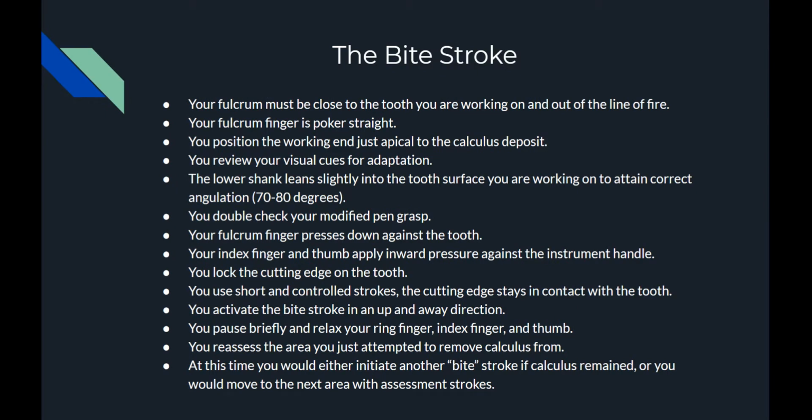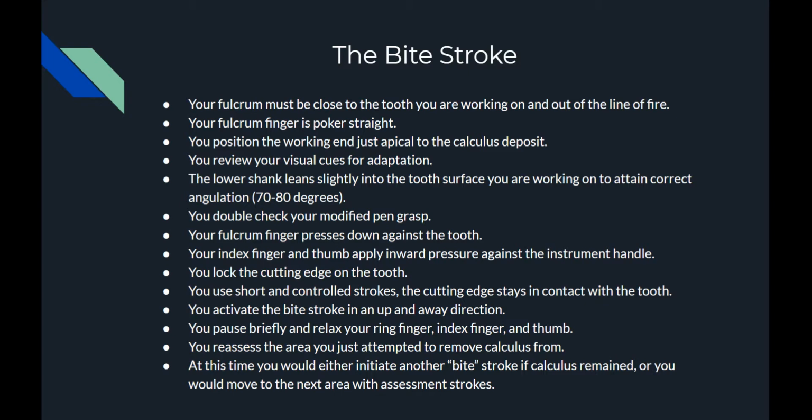The bite stroke. This is putting it all together. Your fulcrum must be close to the tooth you are working on and out of the line of fire. Your fulcrum finger is poker straight. You position the working end just apical to the calculus deposit. You review your visual cues for adaptation. The lower shank slightly leans into the tooth surface you are working on to attain the correct angulation of 70 to 80 degrees. You double check your modified pen grasp.